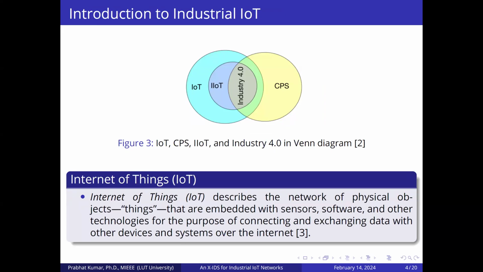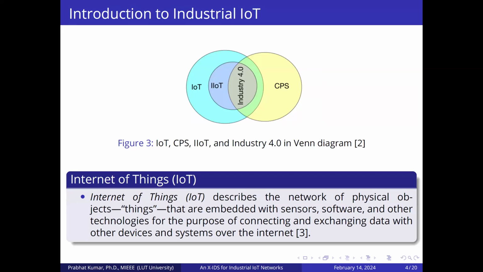But there is a difference, and there are some concepts. If you see in chat, Mohammed Zohaib has mentioned Industry 4.0 and 5.0. We will not go to 5.0 right now in this session. We will limit to 4.0. So if you see this Venn diagram, what I'm trying to convey is this industrial Internet of Things is actually a subset of IoT.